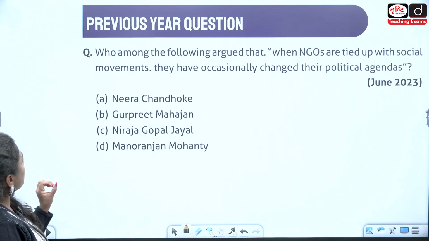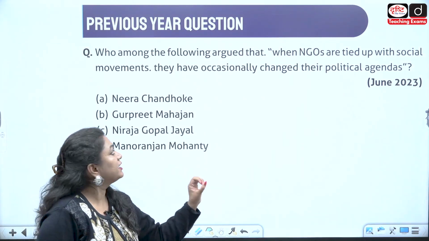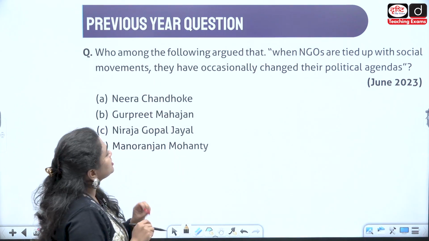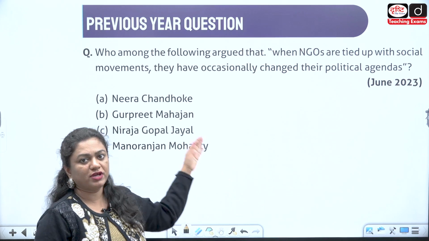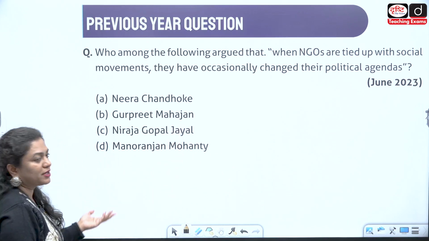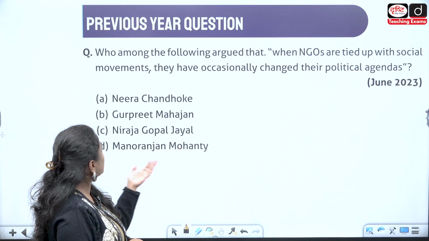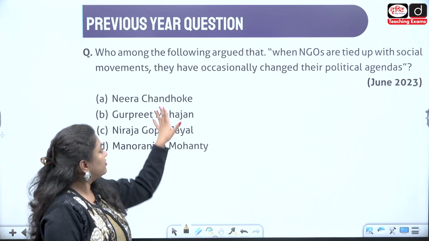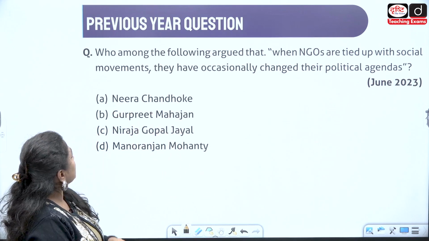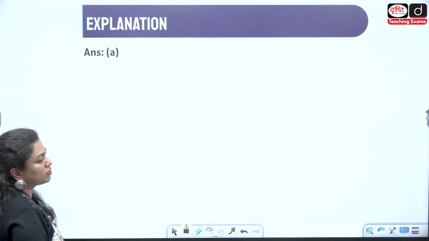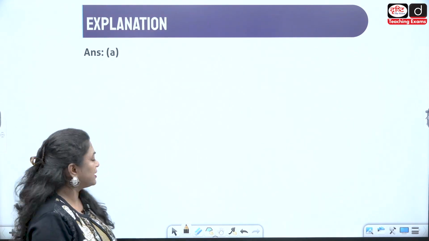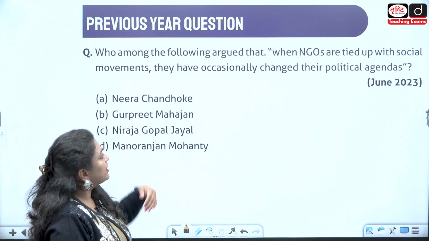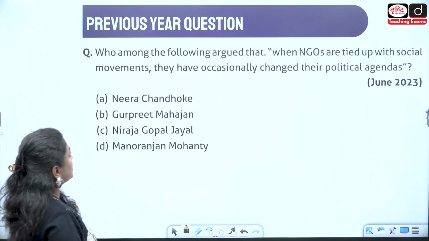Next question. Who among the following argued that when NGOs are tied up with social movements, they occasionally change their political agenda? So here we have 4 options. All 4 of them are Indian writers: Neera Chandhoke, Gurpreet Mahajan, Niraja Gopal Jayal and Manoranjan Mohanty. So the correct answer is A. Neera Chandhoke. She has given this idea that when NGOs are tied up with some social movements, they occasionally change their political agendas.